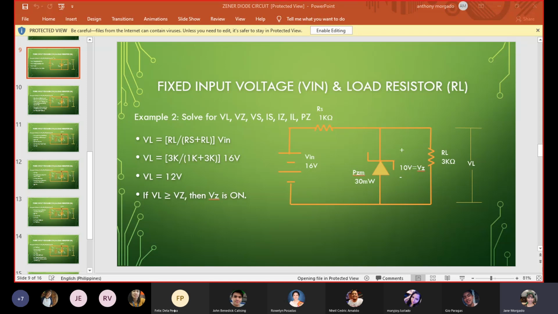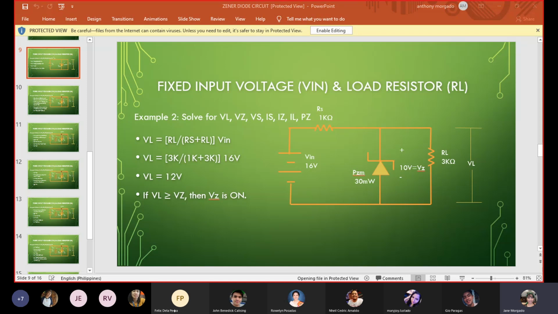So take note that this time, alam na natin na on si Zener, with a Zener voltage of 10 volts. So itong voltage divider na to, pang-test lang natin siya kung on or off si Zener diode. Since initially VL is 12 volts, we can be sure that Zener diode is on. Kasi ang papel ni Zener diode is pang-cap siya. The voltage across the Zener diode can never be more than the Zener voltage. So kahit 12 volts ang computation, since the Zener diode says it is only up until 10 volts, hanggang 10 volts lang siya.